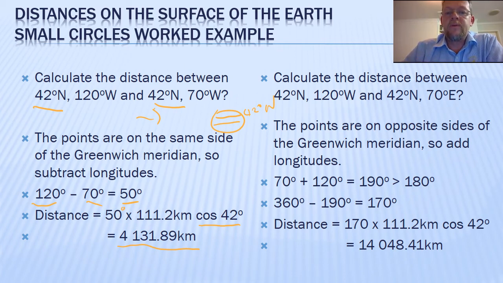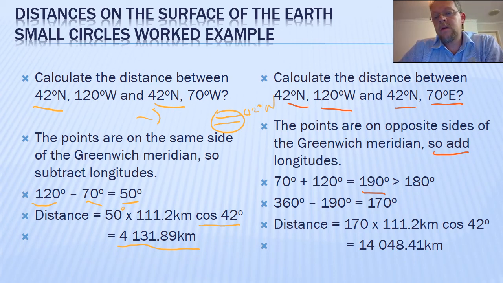Calculate the distance between 42 degrees north, but this time I'm going 120 degrees west and crossing the prime meridian. So I'm at 270 degrees east. So I need to add these longitudes. So I am traveling 190 degrees. We have another issue here, that 190 degrees is more than halfway of the surface of the Earth. So it's going to be easier just to travel around the other way.